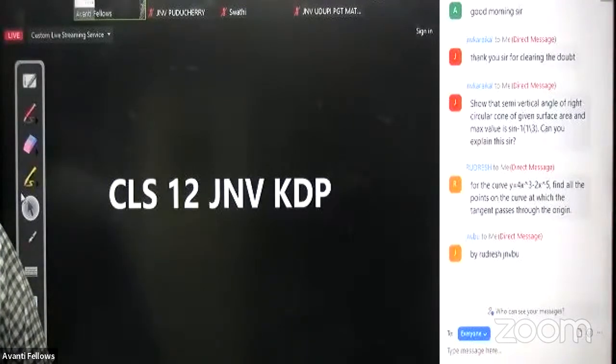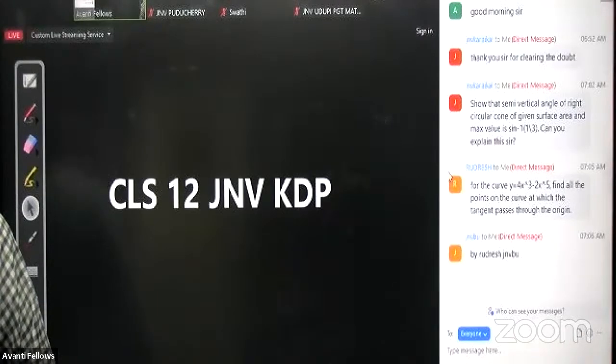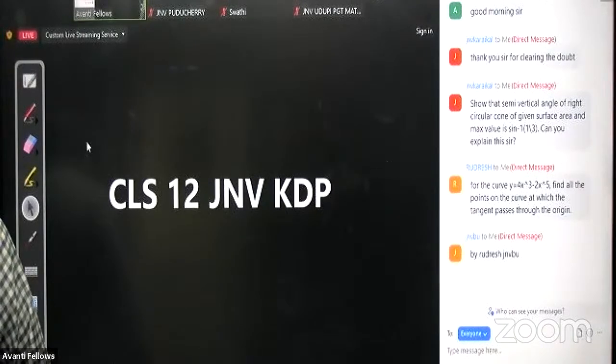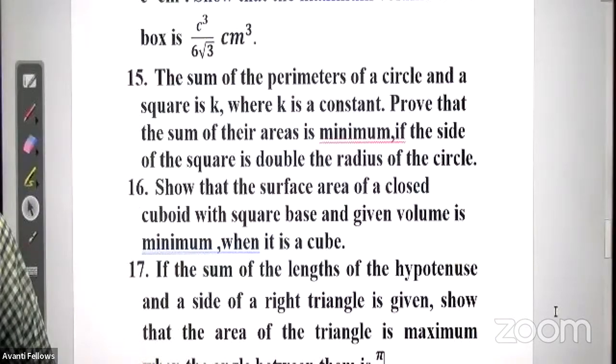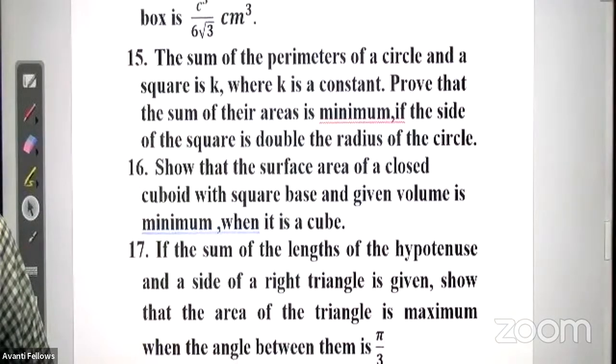Next question. For the curve y is equal to 4x cube minus 2x power 5, find all the points on the curve at which the tangent passes through the origin. I think that is a deleted question actually. Tangent and normals are not in the syllabus, so no need of doing that question. So this is the textbook problem, and because we have a time constraint, instead of doing the same textbook problem, let us do some other problem.